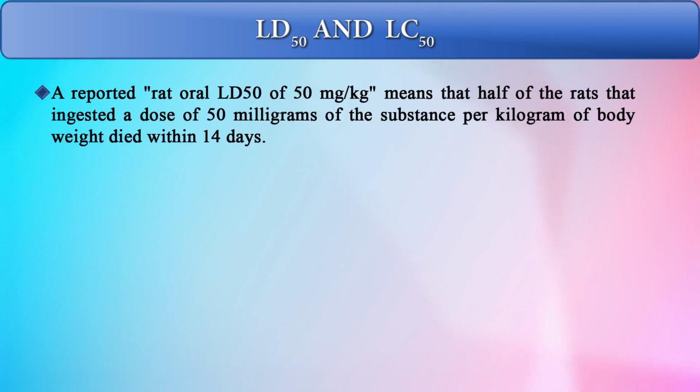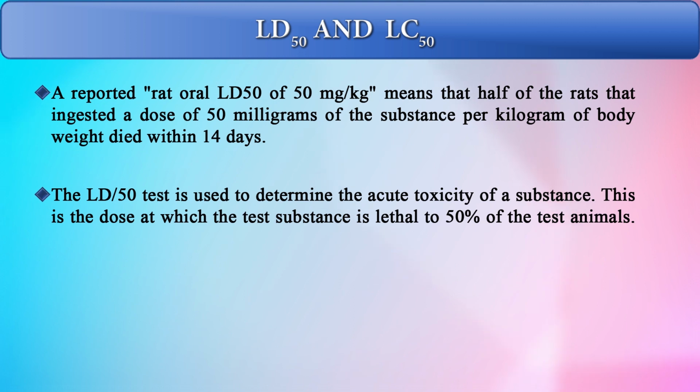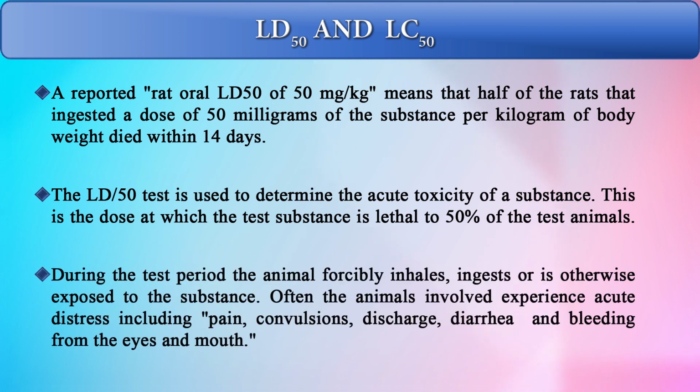A reported rat oral LD50 of 50 mg per kg means that half of the rats that ingested a dose of 50 mg of the substance per kilogram body weight died within 14 days. The LD50 test is used to determine the acute toxicity of a substance. This is the dose at which the test substance is lethal to 50% of the test animals. During the test period, the animal forcibly inhales, ingests or is otherwise exposed to the substance.